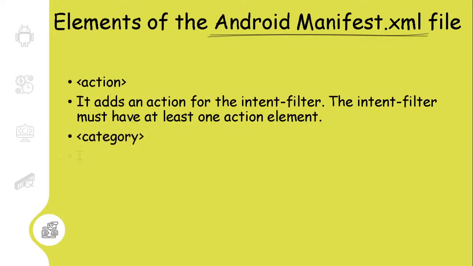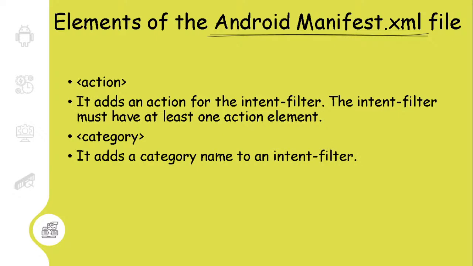And the last are actions and category. Whenever you want to perform some actions and you want to give a category name, for example login, all the activities that will be used for login will have the category name login. You can give a category name to every activity, and whatever actions you want to perform in an intent filter, you can use in the action tag. So that is the main use of our Android manifest file.